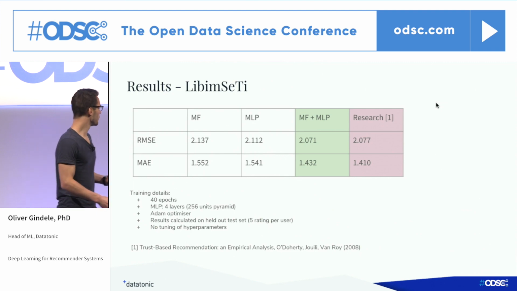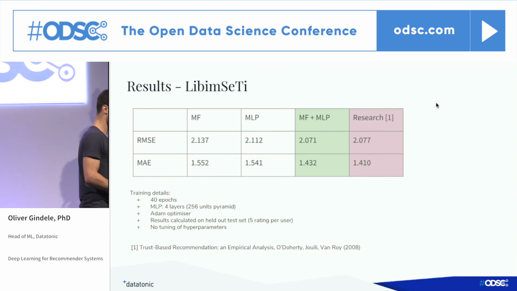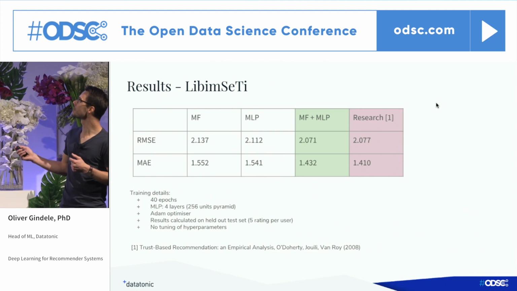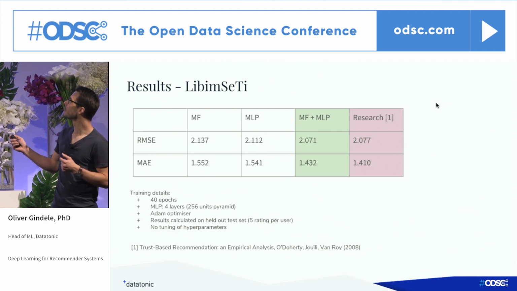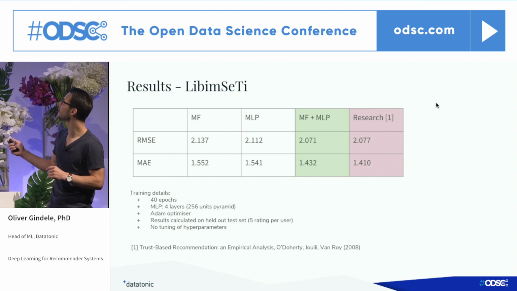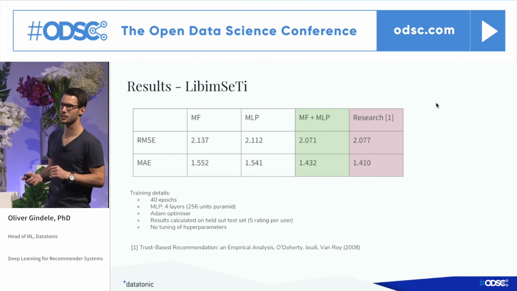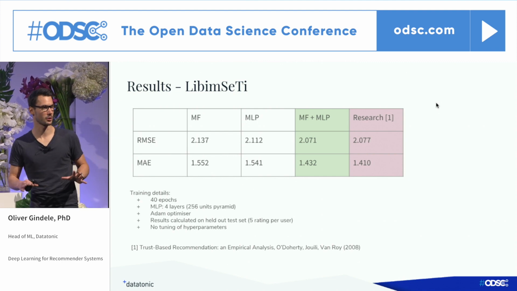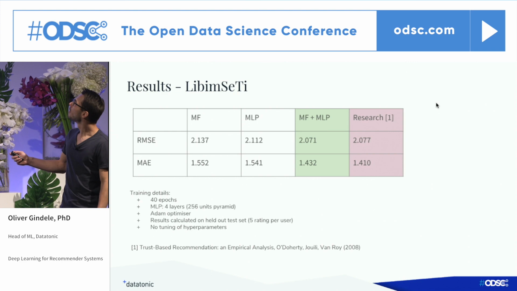Now I'm going to show you how well this works in practice. If you look at this table, we have the matrix factorization and the MLP, so these are separate, and then we have this joint model I just showed you on the last slide. The error we're going to look at for now is root mean squared error and mean absolute error. And we see we want to minimize this, the error should be as small as possible.